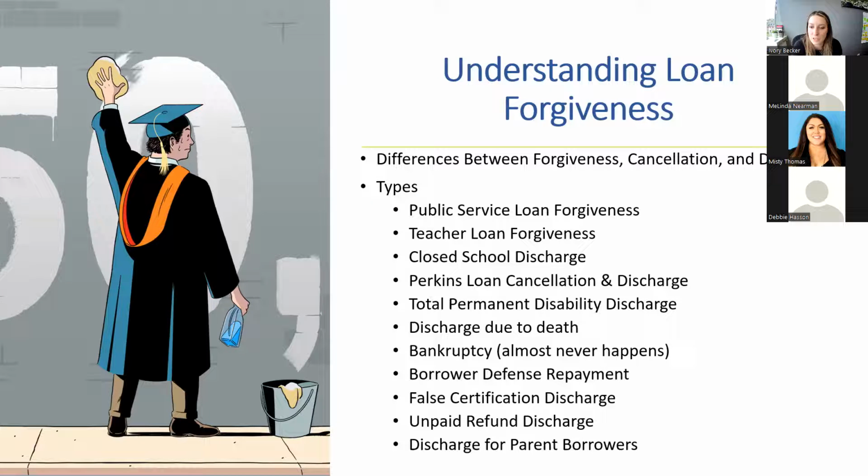But for the public service loan forgiveness, this is the one most people are familiar with. So if you're employed by the government or a nonprofit organization, the remaining balance of your loans after 10 years is forgiven, or 120 payments. Why I say or 120 payments is because anytime you do a forbearance or a deferment, that puts a pause. So you have to do at least 120 payments.